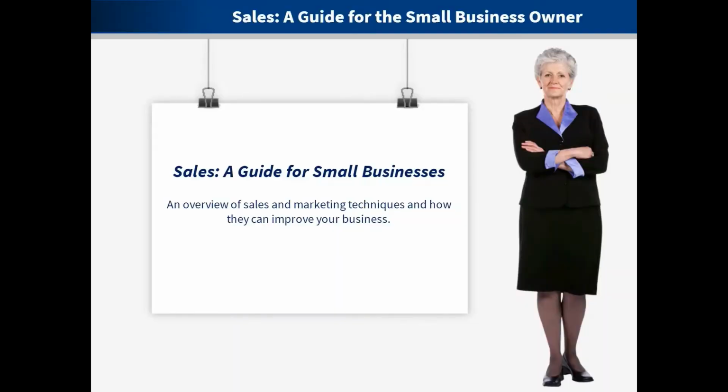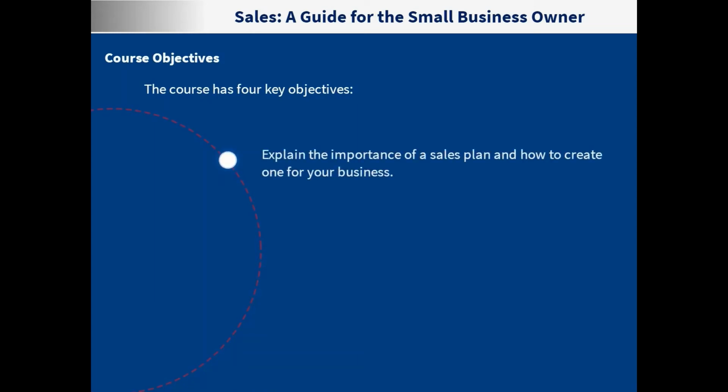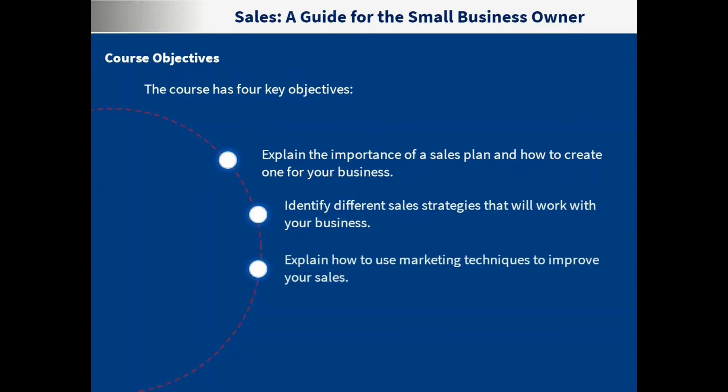Sales Guide for Small Businesses, an overview of sales and marketing techniques and how they can improve your business. The course has 4 key objectives. 1. Explain the importance of a sales plan and how to create one for your business. 2. Identify different sales strategies that will work with your business. 3. Explain how to use marketing techniques to improve your sales. And 4. Explain guidelines to follow when hiring sales employees.